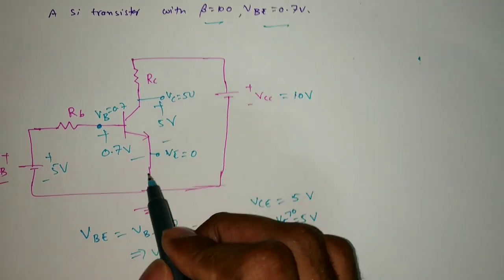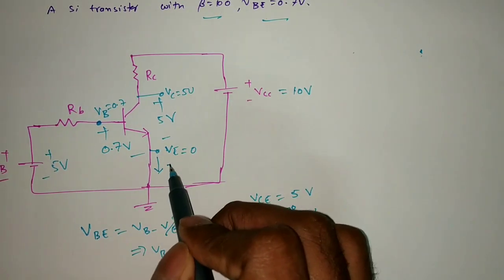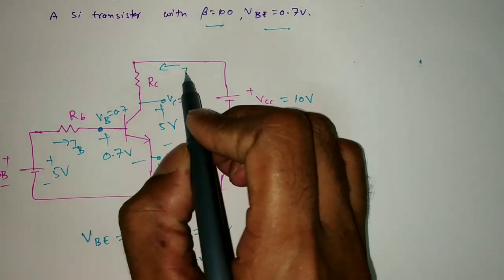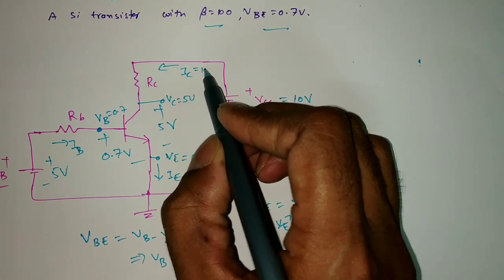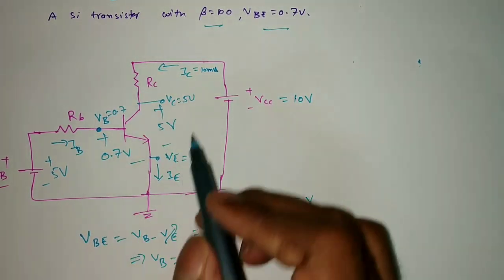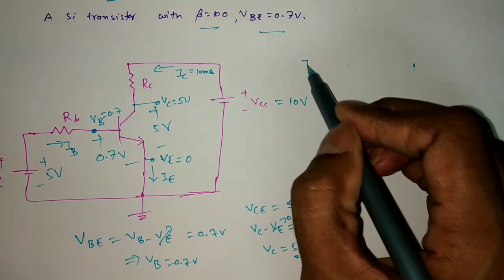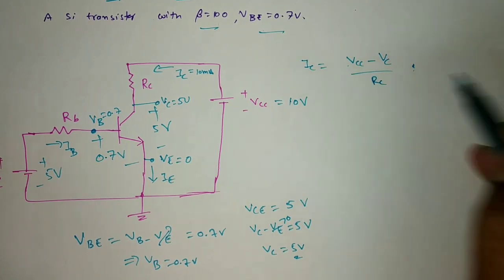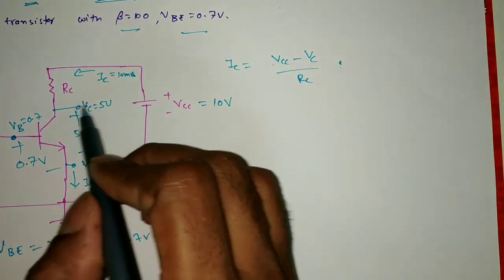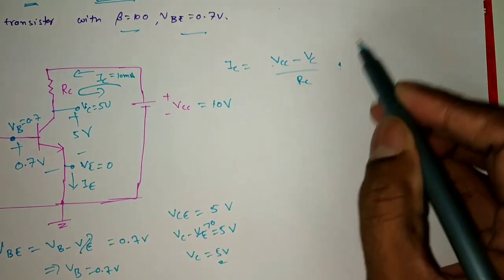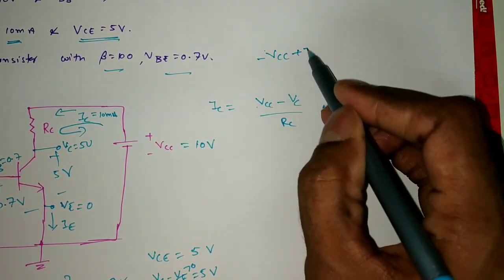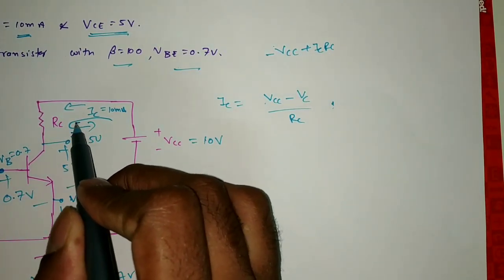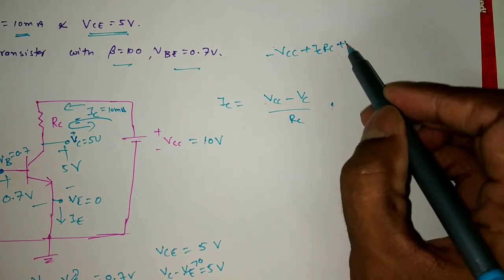If I see the current directions for the NPN transistor, this is IE, this is IB, and this is IC, and it is given 10 milliampere. So simply we will apply Ohm's law. IC is equal to VCC minus VC by RC. How? Apply KVL: minus VCC plus IC into RC. I need this VC voltage, so plus VC, minus ground, is equal to 0.